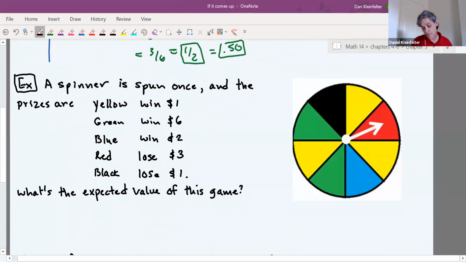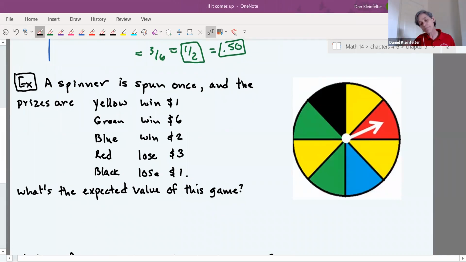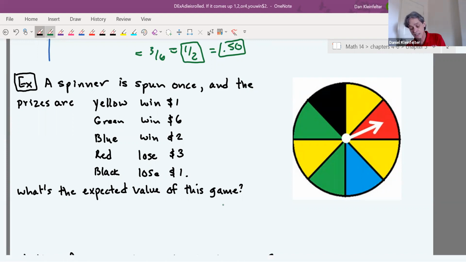Okay, let's try this one. We're going to spin a spinner, like kids' games have a little spinner. We're going to spin this spinner that's shown here, and the prizes are as follows. Yellow wins $1, green wins $6, blue wins $2, red loses $3, and black loses $1. Okay, we want to find, first of all, the expected value of this game. So pause the video and see if you can calculate the expected value for this game. And then restart the video and see how you did.